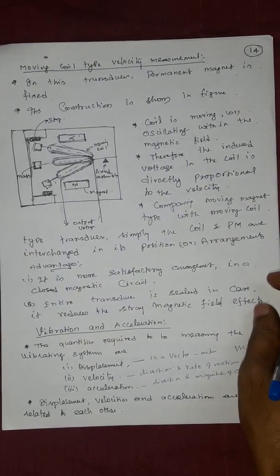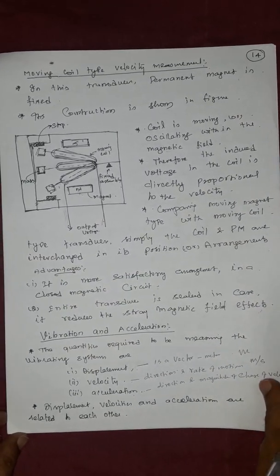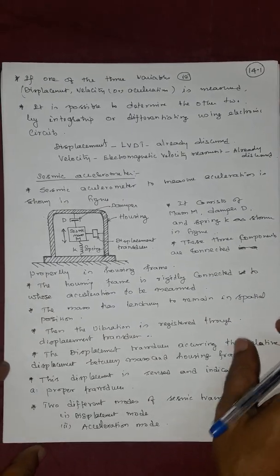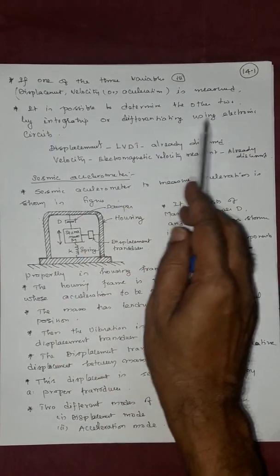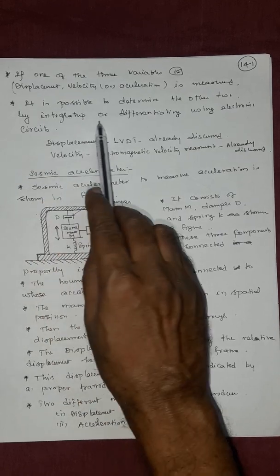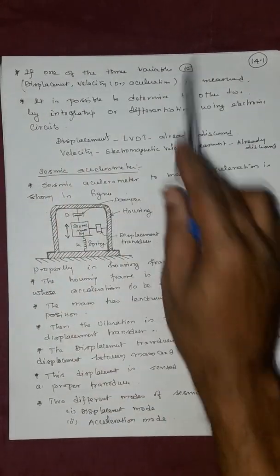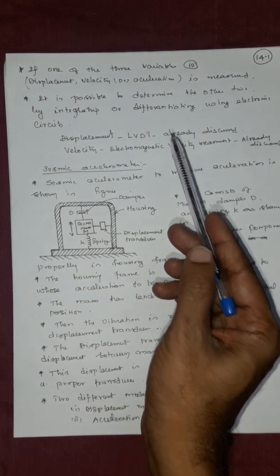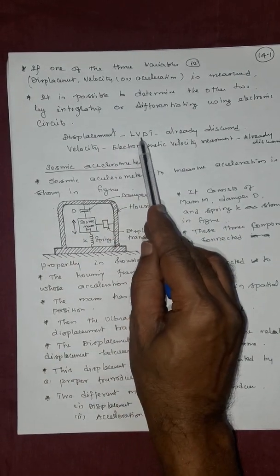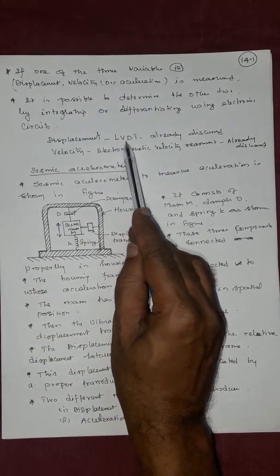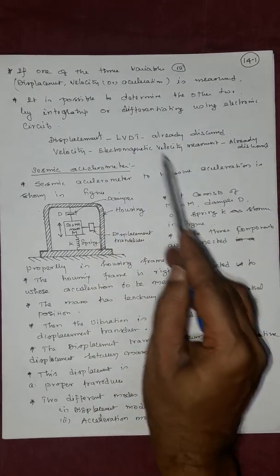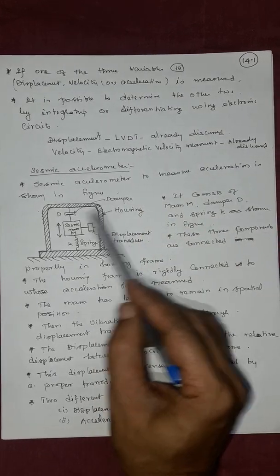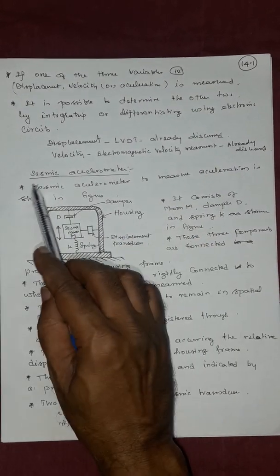Okay. Then displacement, velocity and acceleration are related to each other. If one of the three variables, displacement, velocity or acceleration, is measured, it is possible to determine the other by integrating or differentiating using an electronic circuit, a differentiator and an integrator. Displacement, we already discussed LVDT, linear variable differential transformer. Velocity, electromagnetic velocity measurement, was discussed in the previous two topics. Now we can discuss acceleration.